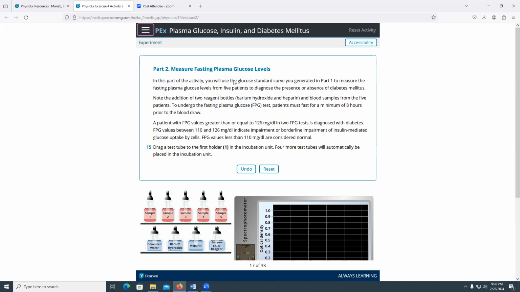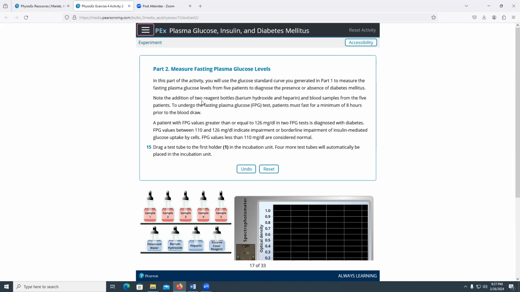Let's measure the fasting plasma glucose levels. In this part of the activity, you will use the glucose standard curve you generated in part 1 to measure the fasting plasma glucose levels from 5 patients who donated their blood to us, to diagnose the presence or absence of diabetes mellitus.